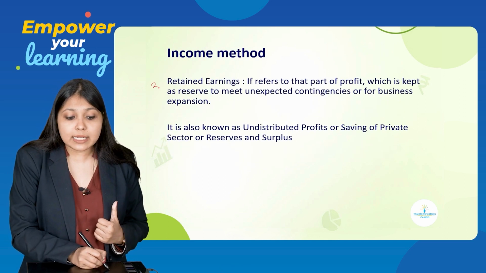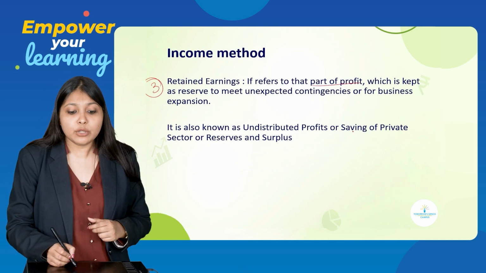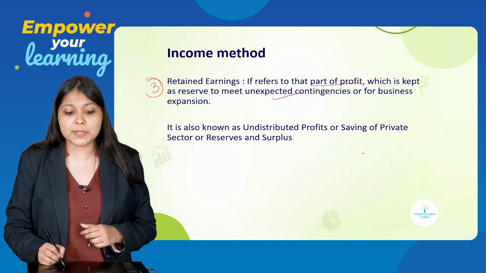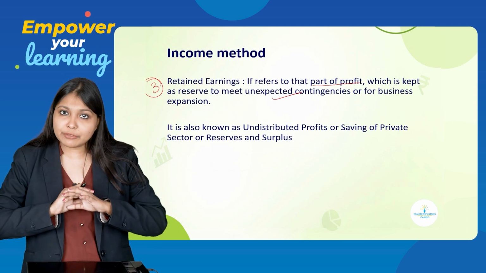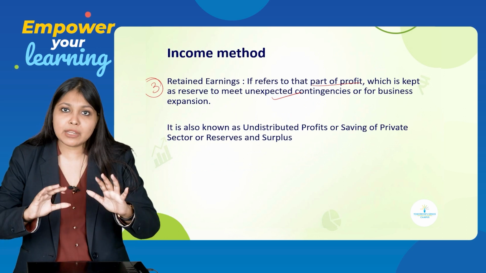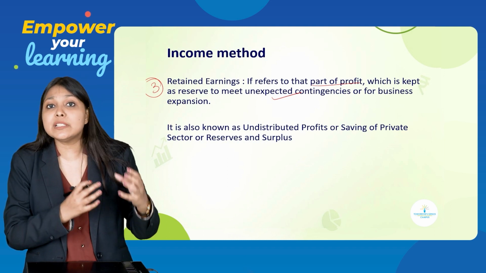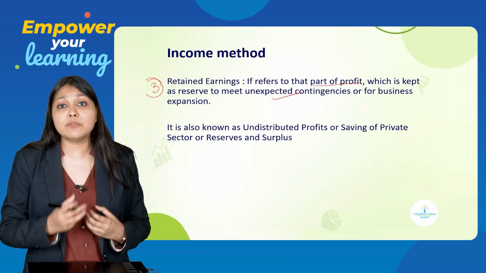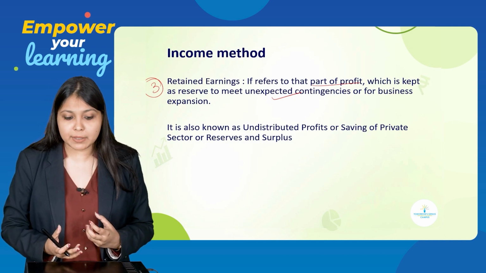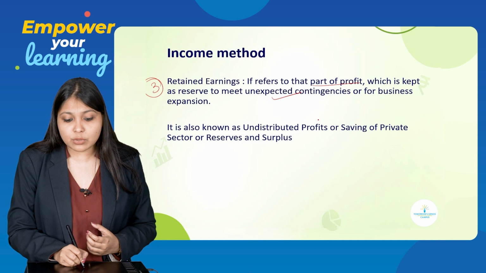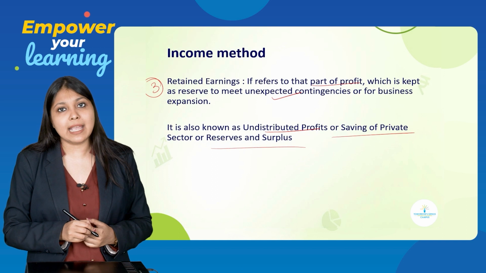And third is retained earnings. It refers to the part of profit which is kept as reserve to meet unexpected contingencies or for business expansion. Retained earnings means that after distributing the profit to everyone, there is still some amount left. That amount goes to the reserves account of the company, and those reserves will be used in an emergency of the company or for expansion of the company. Retained earnings are also known as undistributed profit, saving of private sector, or reserves and surplus.